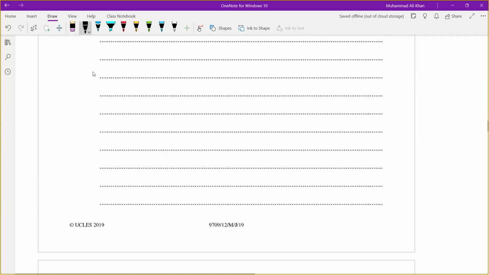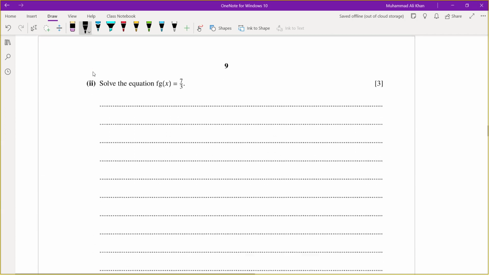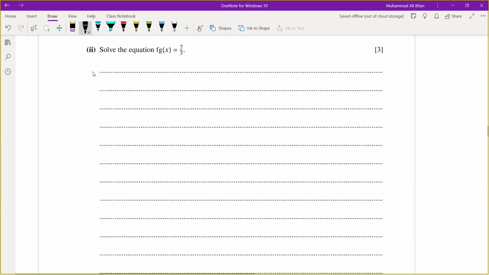After that, solve the equation fg(x) equals to 7 upon 3. So the function f(x) is 3x minus 2. And the function g(x) is 2x plus 3 divided by x minus 1. First, we have to make a composite function. Then इसको equate करना होगा 7 upon 3 से.